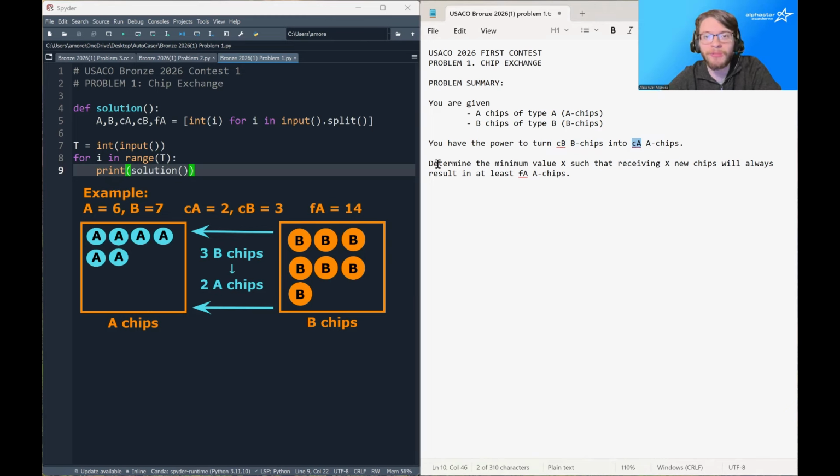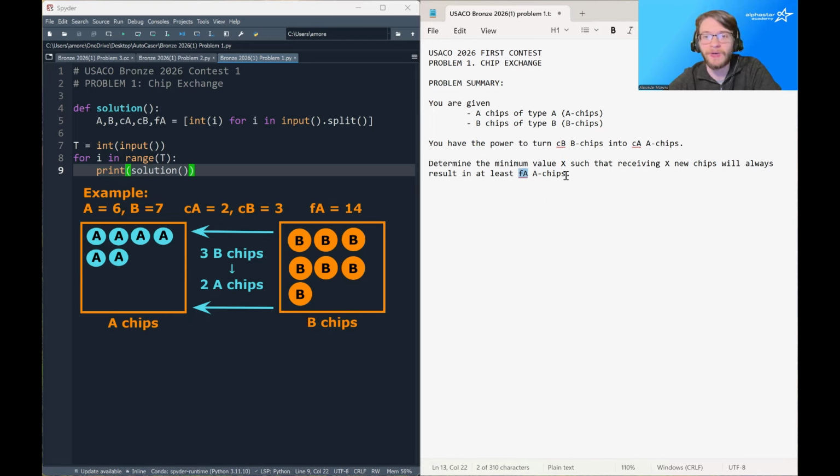And we want to determine the minimum value X such that receiving X new chips will always result in at least F of A chips. So F of A is some objective. We don't necessarily have that many A chips at the beginning, but we want to be able to reach that. And we want to know what is the minimum value of X to guarantee that we can always achieve this F of A value.